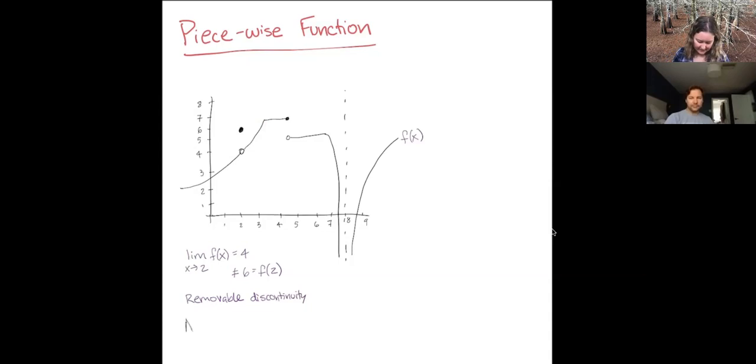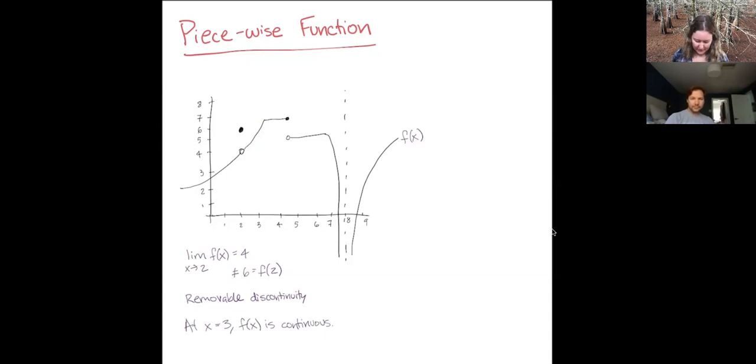So at x equals 3, f of x is continuous. So just because we change from one function to another doesn't mean that it's necessarily discontinuous there. The two functions could sort of meet together nicely.